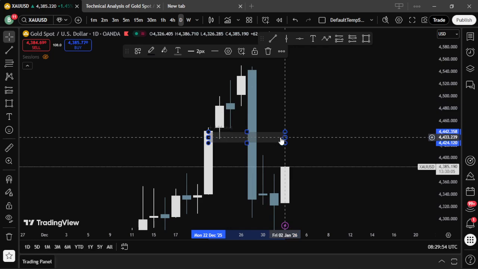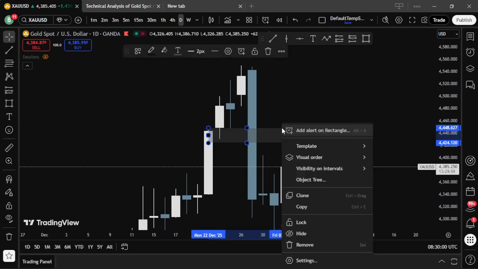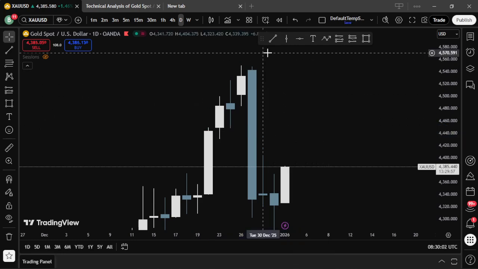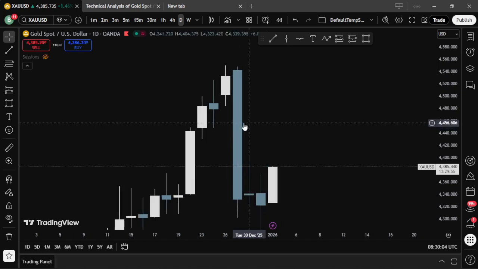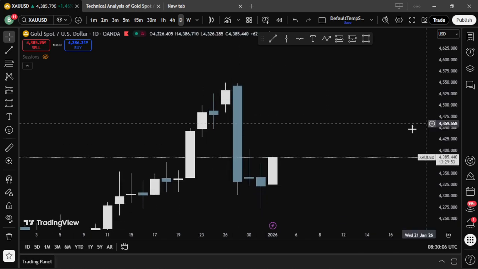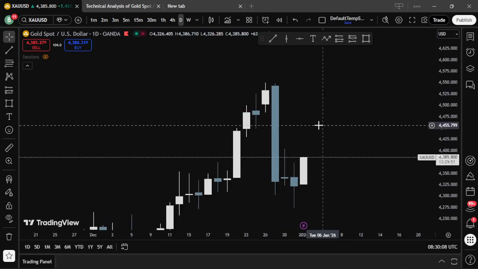Sometimes you do get stopped out. Nothing is 100% in trading, so it's just the nature of it. No matter what you do, you get stopped out. So that is just the rule of the game. If you don't want to get stopped out, then you should stop trading, right?